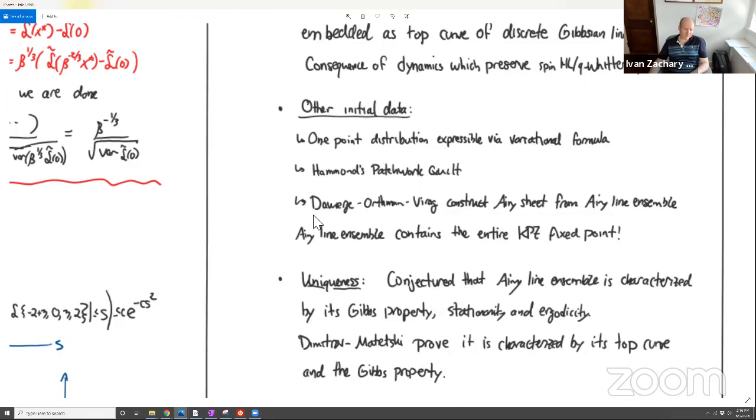There's work of Dauvergne, Ortmann, and Virag, where they show something very nice, which is that a very important object in constructing the KPZ fixed point, called the Airy sheet, which is really like the limit of this sheet that goes from point to point, exists and is actually constructed from the Airy line ensemble. So in a sense, the Airy line ensemble, all of these line ensembles, end up being really the central object in integrable probability in describing everything.